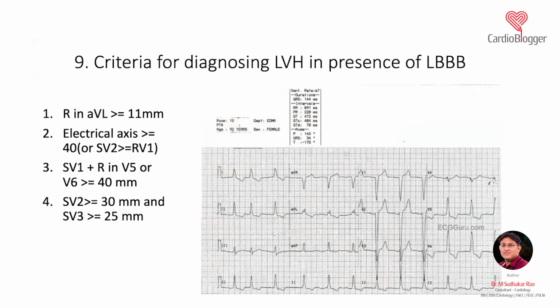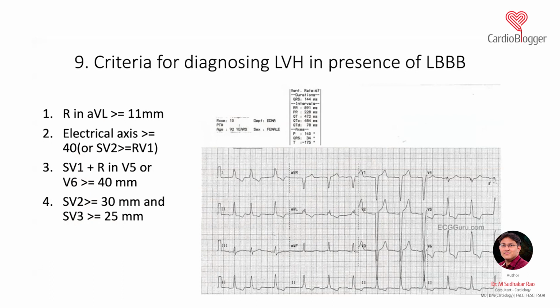Now sometimes you have a LBBB on ECG and you have to diagnose left ventricular hypertrophy. This is just for your curiosity. It may not be much relevant at your level as a beginner, but just for curiosity I'll tell you. So this is one place where you have to see the AVL. I told you don't see only isolated AVL, but in presence of LBBB, if the tallest R in AVL is more than 11 mm, then you can diagnose LVH in presence of LBBB.